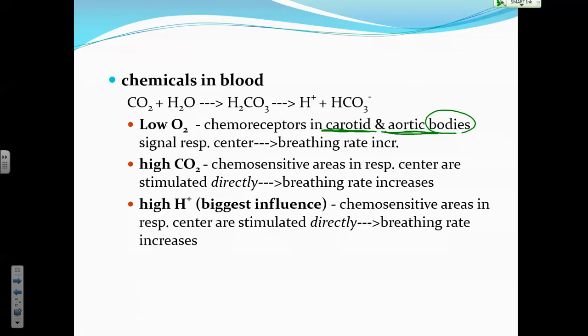And you probably figure out if your oxygen is low, you probably need to breathe more, right? And so as these chemoreceptors get activated, they're going to send a signal by way of a nerve impulse to your respiratory center, which is going to respond by increasing your depth and rate of breathing. That makes sense, doesn't it?